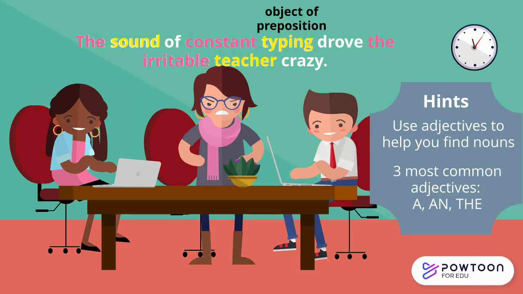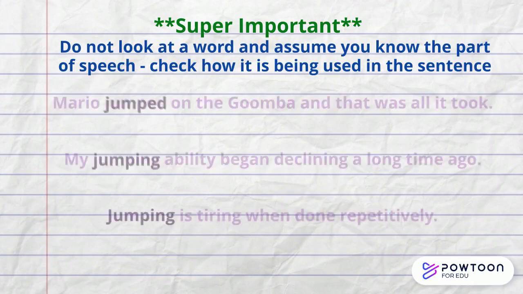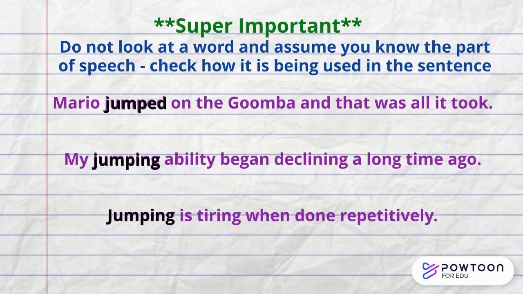One last important thing to remember when working with parts of speech. Don't assume a word is a certain part of speech. Most words can be several parts of speech. It's important to consider how it's being used in a sentence. Take a look at these three sentences. In each one, there's a form of the word jump. We naturally think of any form of jump as a verb. And in the first sentence, jumped is acting as a verb because it's the action that Mario is doing.